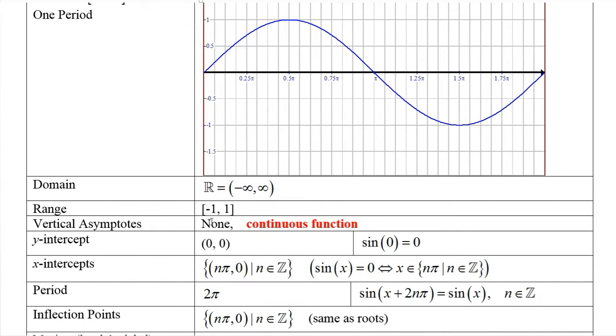The x-intercepts are actually at multiples of pi: 0, 1 pi, 2 pi, 3 pi, 4 pi, 5 pi, negative 1 pi, negative 2 pi, and so forth. You can see that. So the x-intercepts are n pi comma 0, n is an integer. In other words, sine of x equals 0 if and only if x is in the set n times pi, where n is an integer.